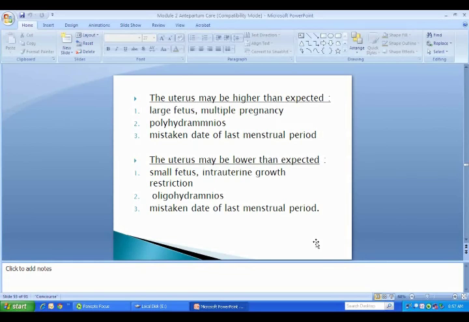If it's lower than expected, maybe we have a small fetus due to intrauterine growth restriction, meaning the placenta is not being nourished well, so the baby is not thriving in there. And remember, the placenta also helps make amniotic fluid. So if that placenta is not being nourished, we would have low amniotic fluid, and that's the term known as oligohydramnios. Polyhydramnios means too much amniotic fluid, or maybe we mistook the date of her last menstrual period.